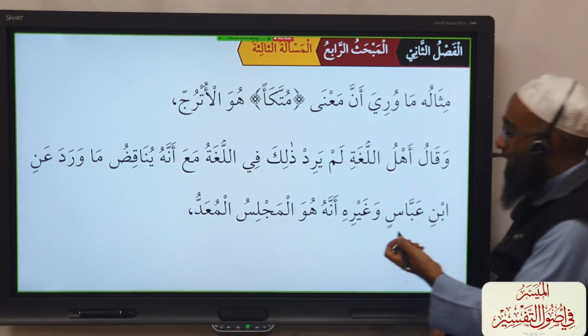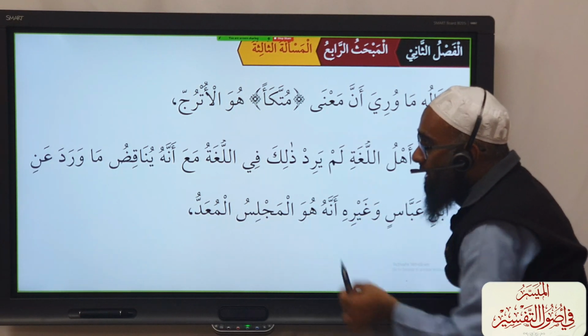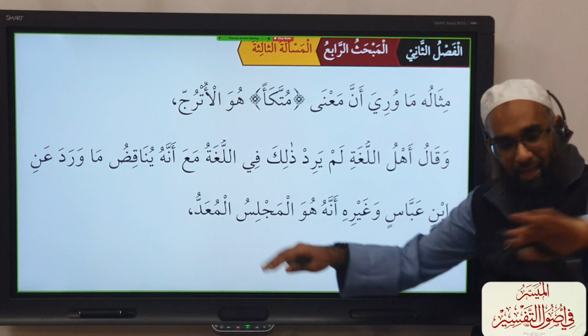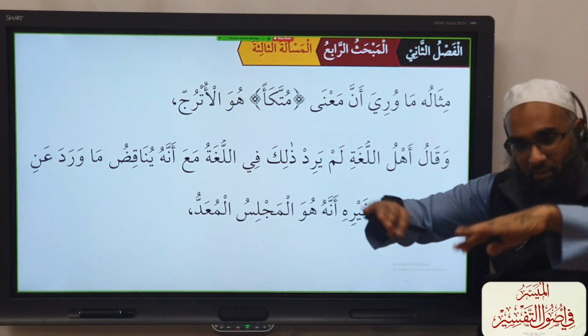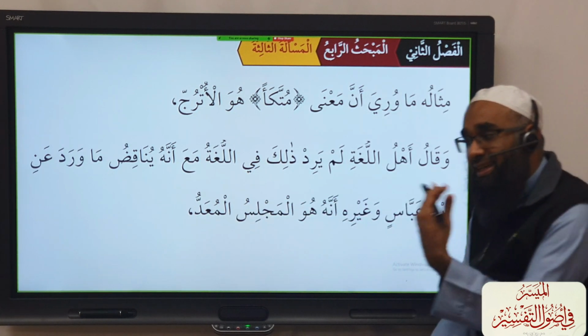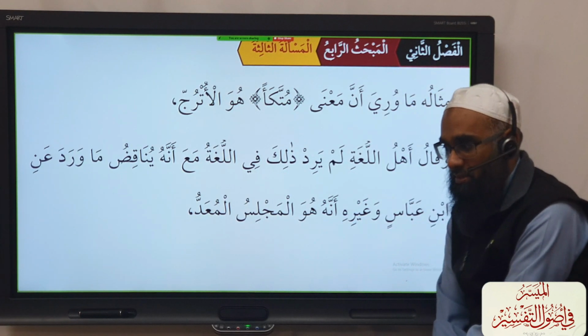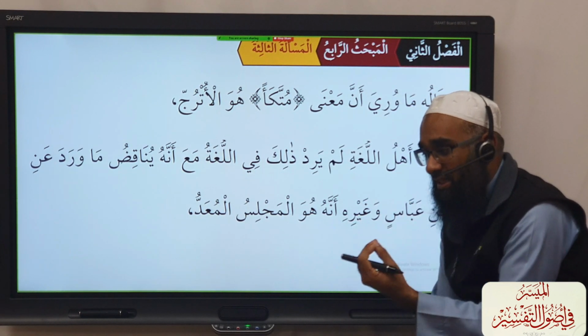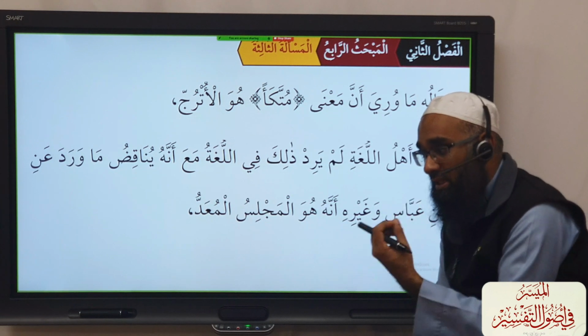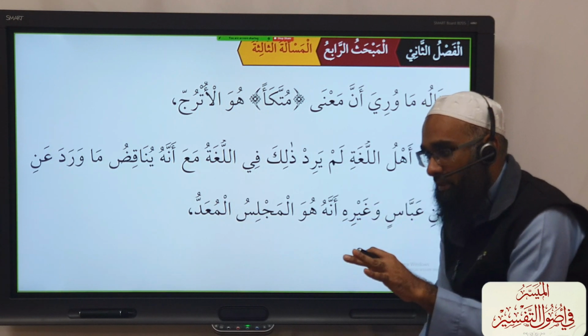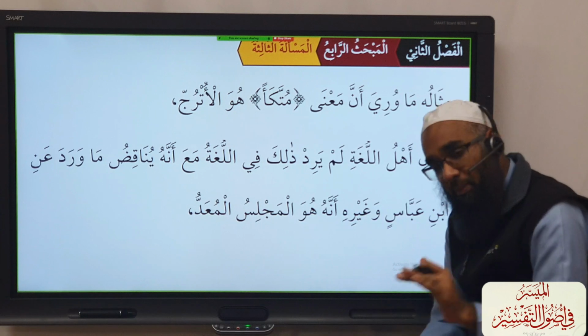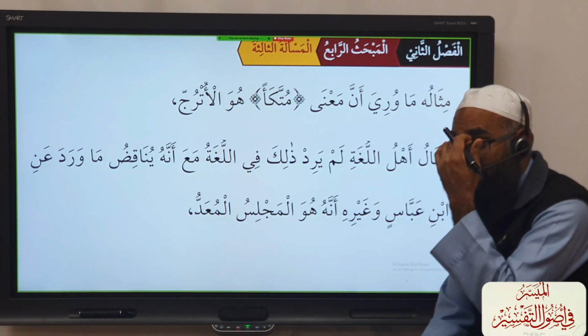So muttaka'a, Abdullah ibn Abbas radiyallahu ta'ala said, huwa al-majlisul mu'add, a gathering or a seating, like a prepared for everybody. So muttaka doesn't mean utruj. We haven't heard that in linguistics. We have heard the word utruj, muttaka'an doesn't mean citron. Muttaka means a place of gathering. Do you understand? But some people have narrated this, even from Abdullah ibn Abbas himself.